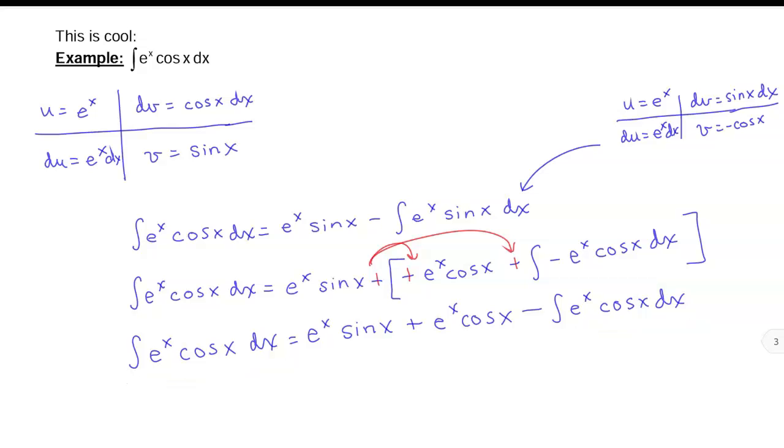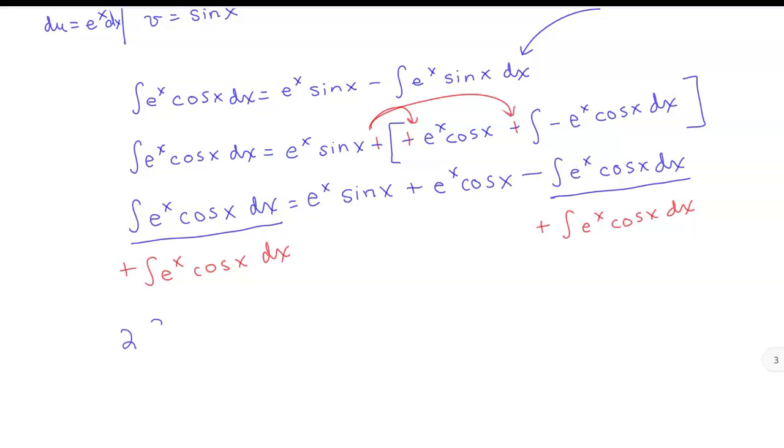Our original problem was the integral of e to the x cosine x. Well, we have another one, the integral of e to the x cosine x, right over here. Watch this magic. I'm going to add this integral to both sides, because otherwise I'll just keep repeating myself over and over again. So on the left, there are two of them, 2 times the integral of e to the x cosine x. And on the right, I have e to the x sine x plus e to the x cosine x. And I'm trying to solve for that integral.